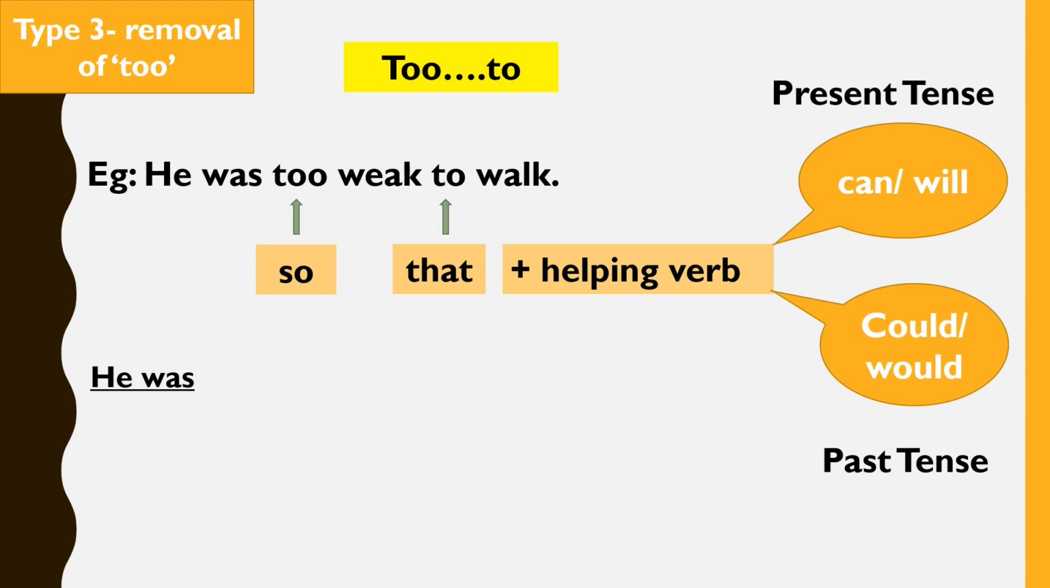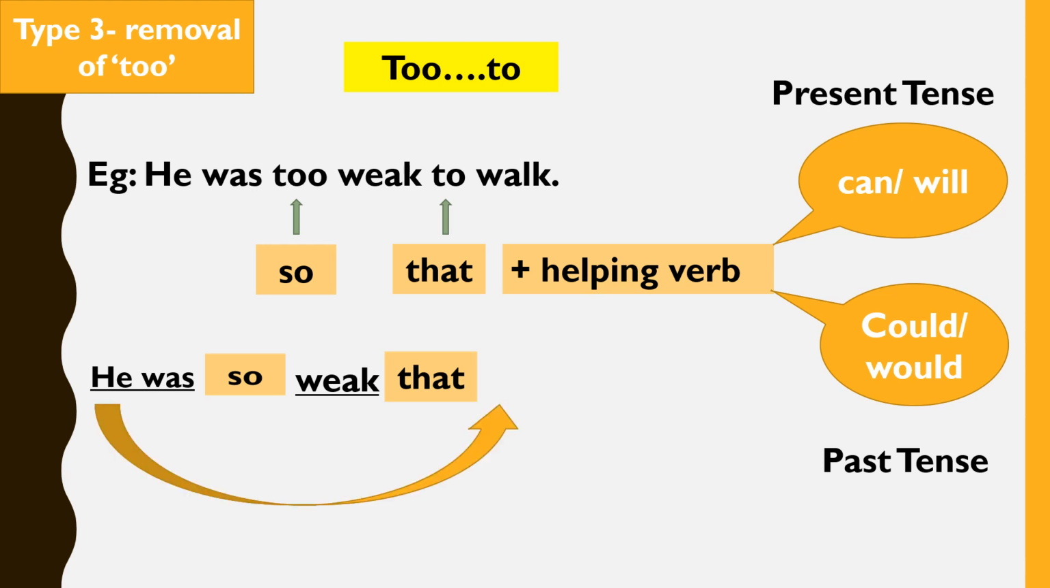Now let's see how we can write this sentence. We will begin by writing the subject and the verb as it is, he was. Then instead of too, we'll write so, followed by the adjective weak. Then instead of to, we'll write that. Then we'll repeat the subject, that is he, and use a negative helping verb, couldn't. And write the remaining part of the sentence, that is walk. So our sentence is, He was so weak that he couldn't walk. Now you see, children, I have rewritten the sentence by removing the words too and to, in which I have not changed the meaning of the sentence nor changed the tense of the sentence.